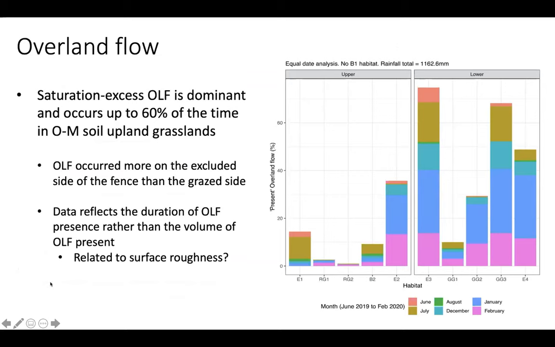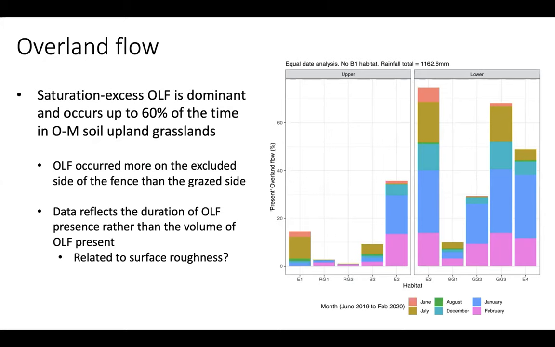If I move on and have a look at the overland flow results from this, we found very much that saturation excess overland flow, exactly the same as peatland, is absolutely dominant and occurs up to 60% of the time in the organomineral soils we studied. The overland flow occurred more on the excluded side of the fence than it did on the grazed side of the fence. And this is very much a reflection of the duration of overland flow as opposed to the volume.